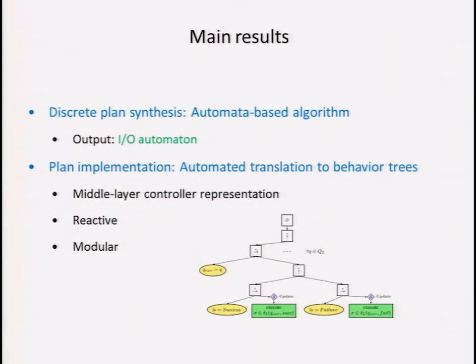So our main result is a discrete plan synthesis algorithm that builds on an automata-based approach to formal verification. And as an output, we get an input-output automaton. That's our controller that we now need to implement. And we do that through behavior trees, which bridge the high-level controller with low-level robot controllers.